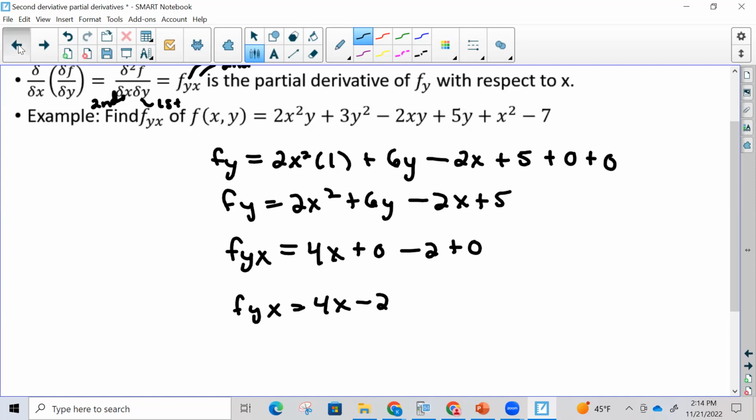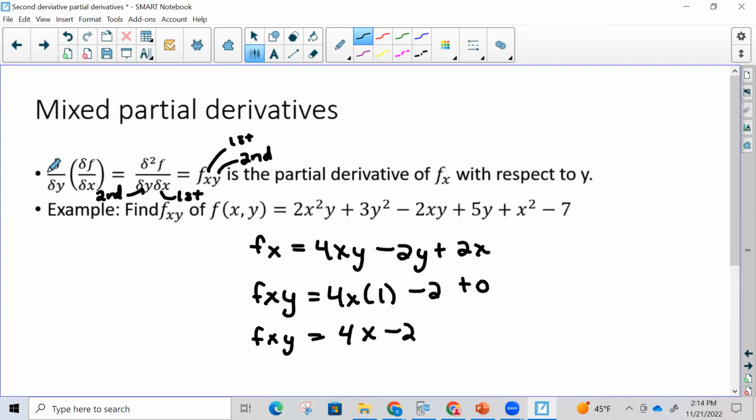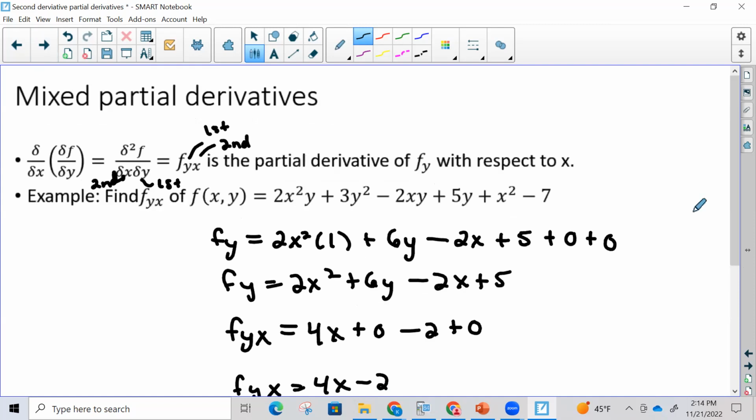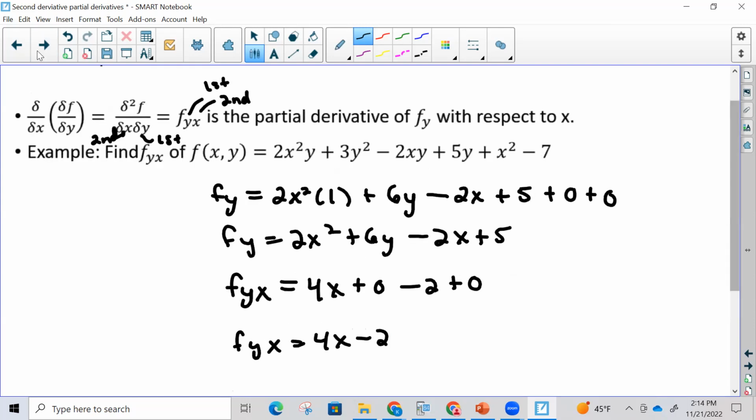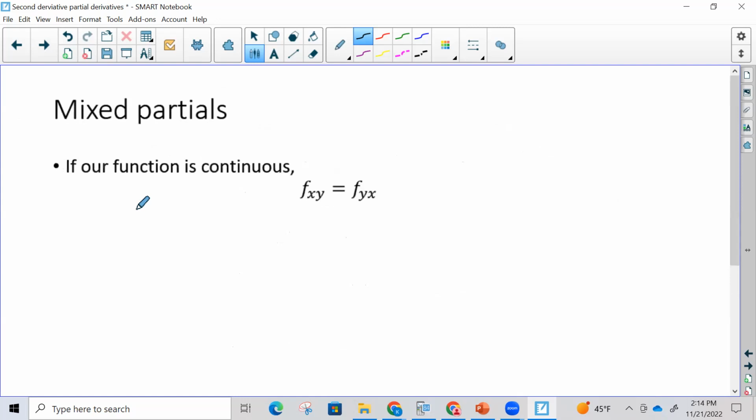Now, notice both of these give me 4x minus 2. The good thing is that as long as our function is continuous, which is what we mostly will be dealing with in this class, the mixed partials are the same. So it doesn't matter what order you do. If you do f_xy or f_yx, you get the same value. You still should follow the order specified in the problem, but do know that in all the cases we are going to deal with, they are going to be equal. If you have any questions, please let me know.